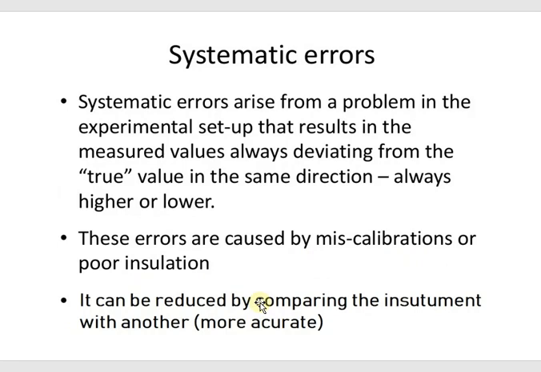Systematic error. At the end, we can compare the systematic error and the random error so you can better understand. What is systematic error? Systematic error arises from a problem in the experimental setup that results in the measured value always deviating from the true value in the same direction, always higher or lower. These errors are caused by miscalibration or poor insulation. It can be reduced by comparing the instrument with another more accurate one.